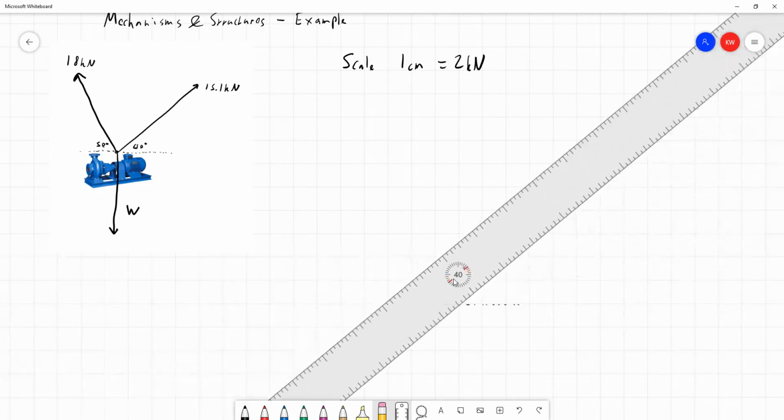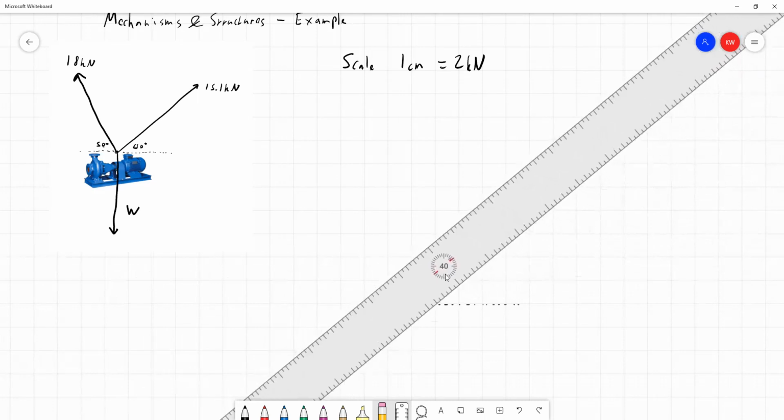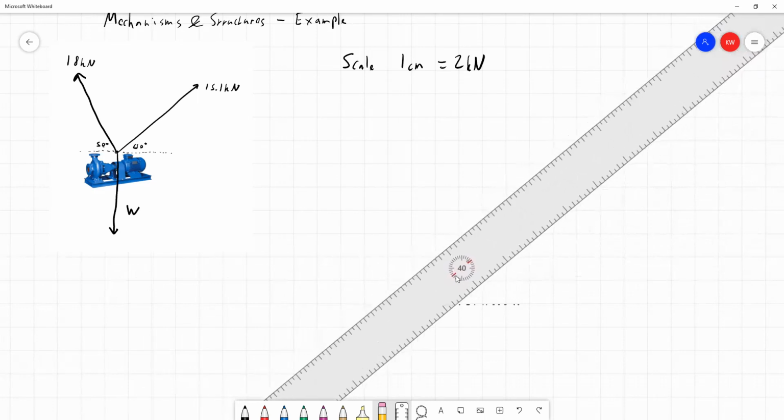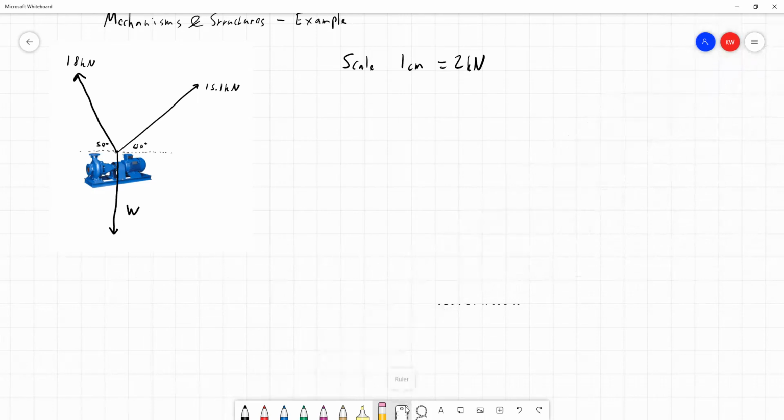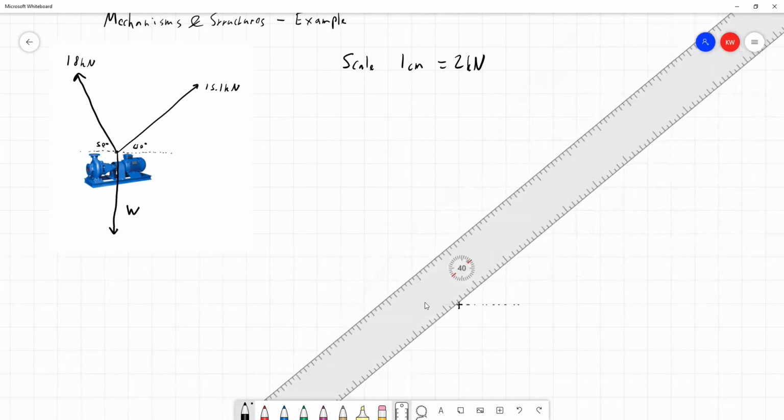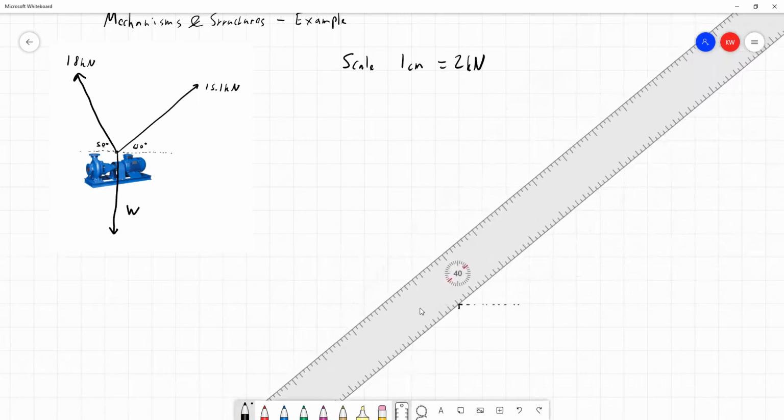I want to make an angle of 40 degrees between this line, and I can pick any point on it because I've not started yet. Well, actually, let's make a little point for our starting point. You don't need to do this, but it can maybe help keep you right. So I'm going to put a little tiny cross here. That'll be our starting point. So we've got an angle of 40 degrees here. That's up from the horizontal direction.